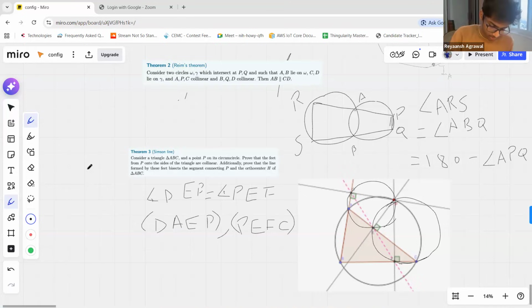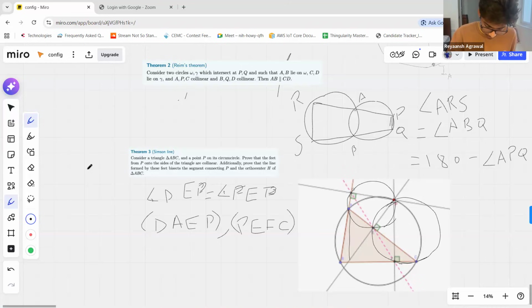Okay. So yes, essentially what he said is correct. DAEP is cyclic and PEFC is cyclic. So we get that angle DEP is equal to angle DAP by cyclicity, and DAP is equal to angle BAP, and BAP is equal to angle BCP. And by cyclicity again, BCP is equal to FEP. So DEP is equal to FEP, and we're done. So that proves that D, E, F are collinear.